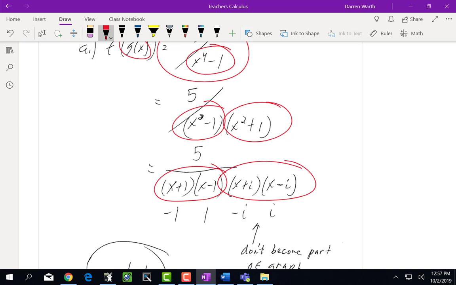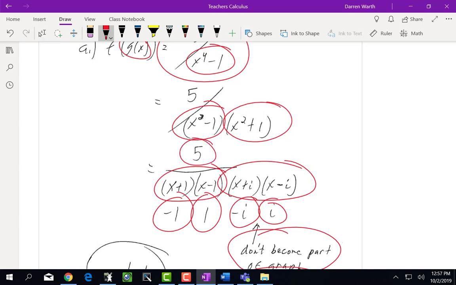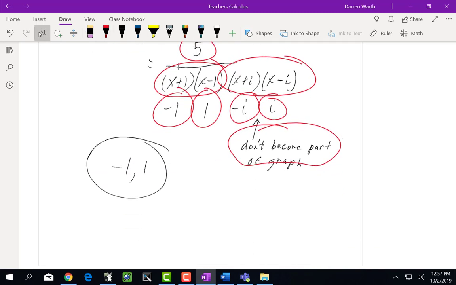So now, getting my answers, I've got negative 1, positive 1, and negative i, positive i. And remember, your i's don't become part of the graph, so you don't have to worry about those. The only thing that we're considering is the negative 1 and positive 1. When I substitute that in, I've just got a constant up here, which is going to give me that constant over 0. So those two numbers are going to be your discontinuities, at negative 1 and 1.